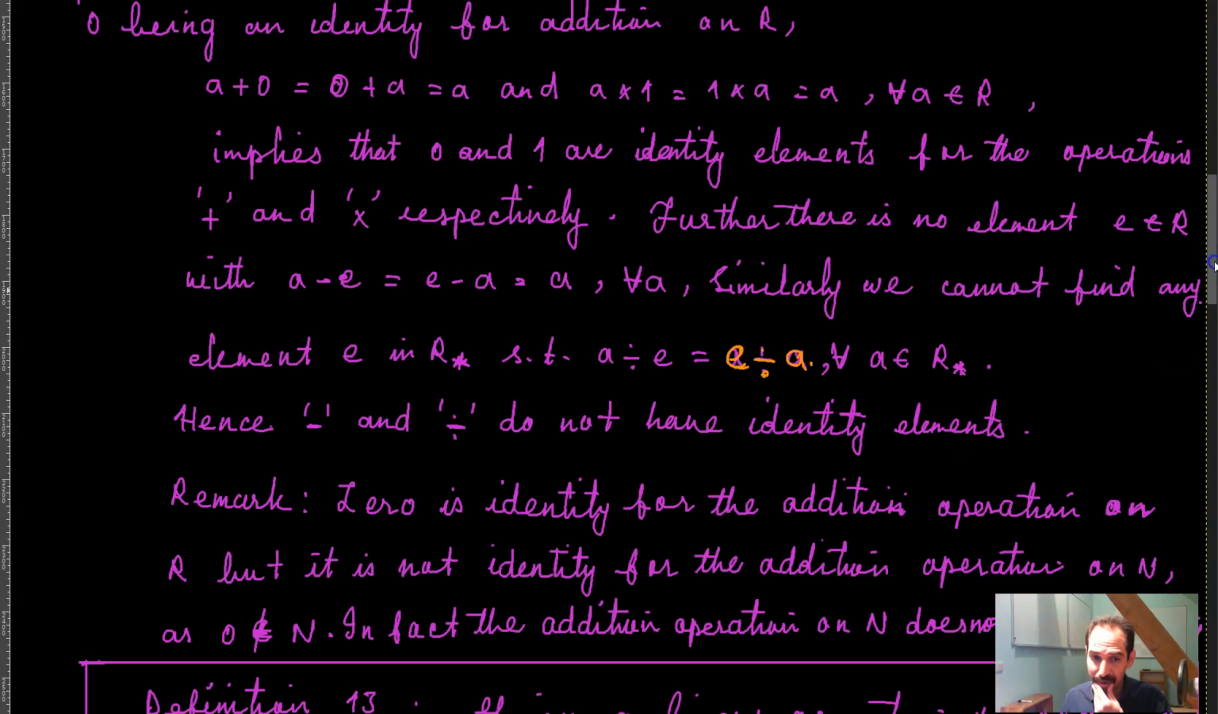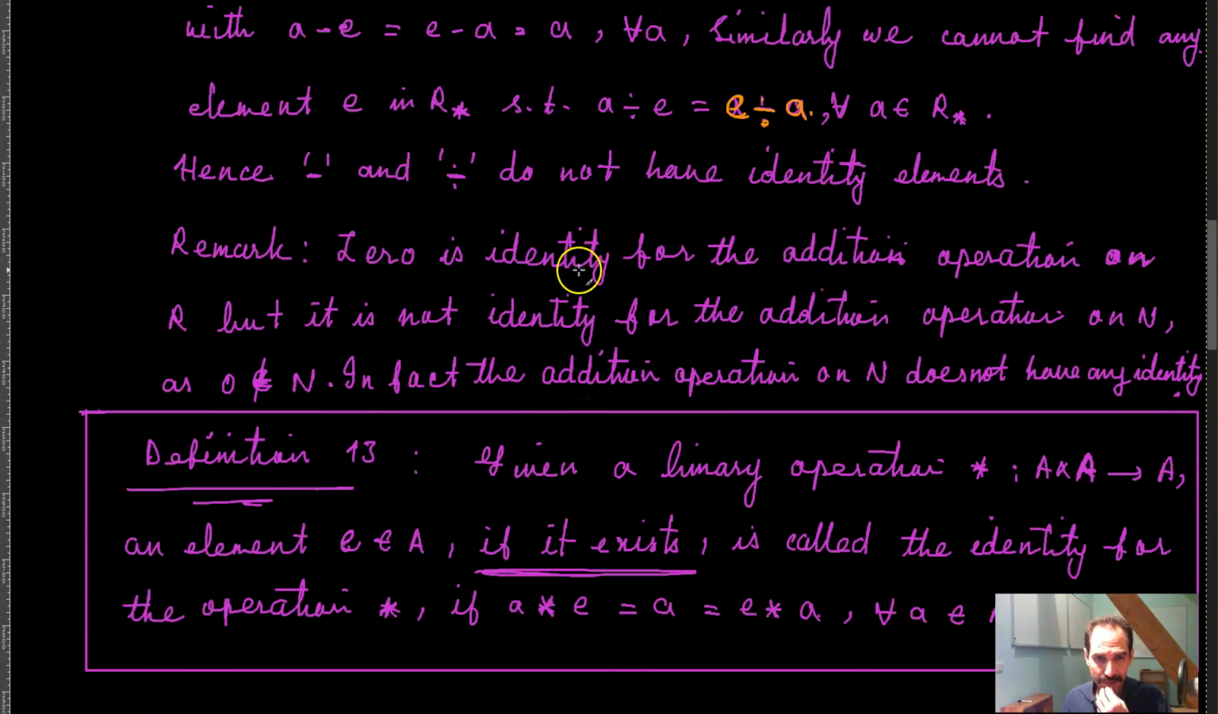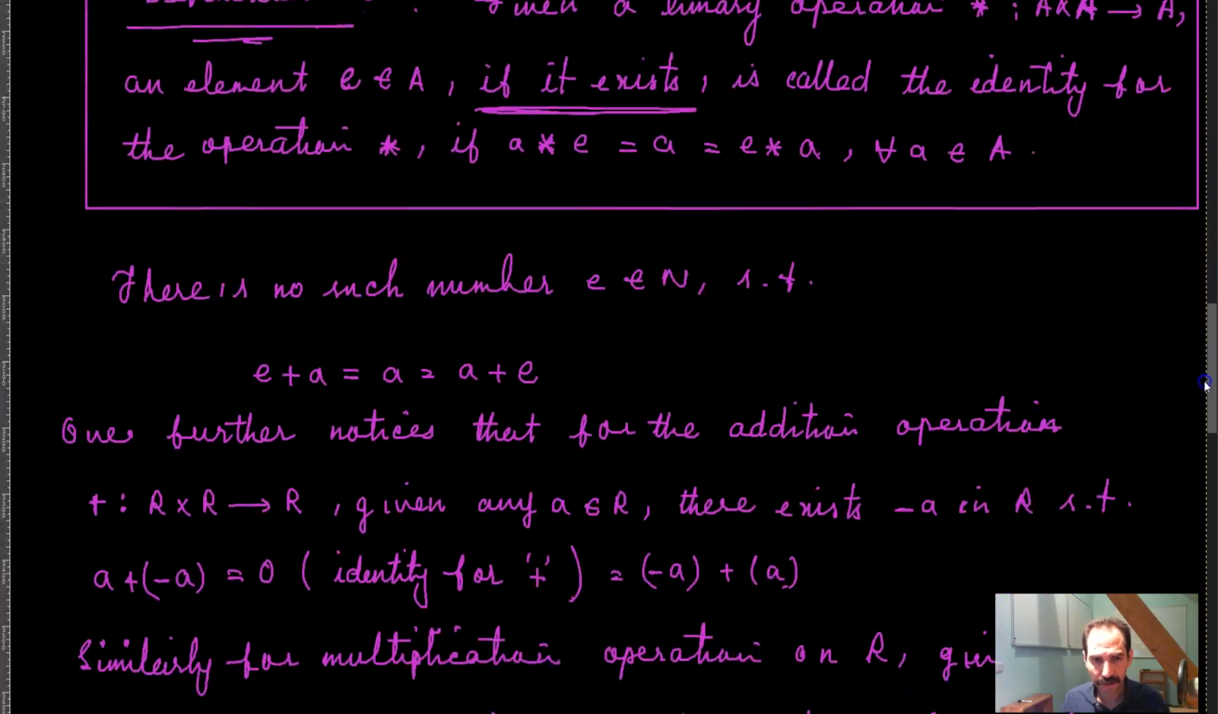As a remark, we said that 0 is the identity for the addition operation on R, but it's not the identity for the addition operation on N, as 0 does not belong to N. In fact, the addition operation on N doesn't have any identity. And then we had another definition.